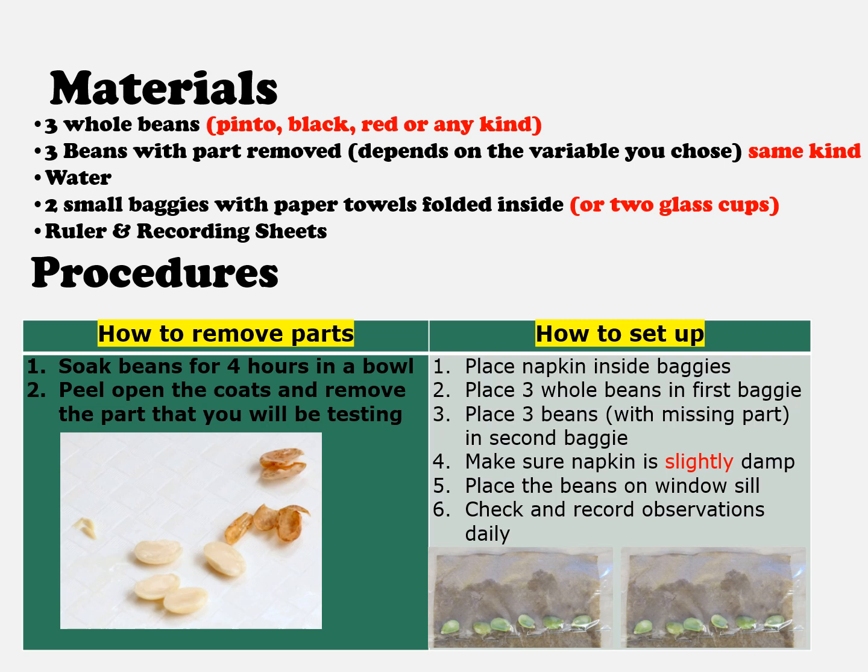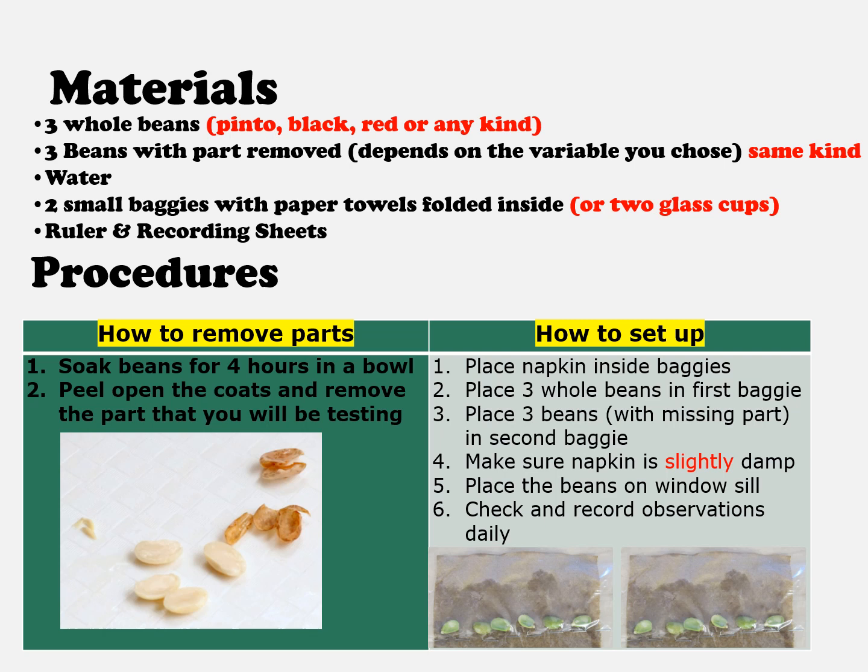How to set up the experiment. You have 2 baggies, and inside the baggies, place the napkin. Number 2, place 3 whole beans in first baggie. Next, place the 3 beans with missing parts in second baggie. Make sure the napkin is slightly damp, just a little bit of water. Too much water will make mold grow.